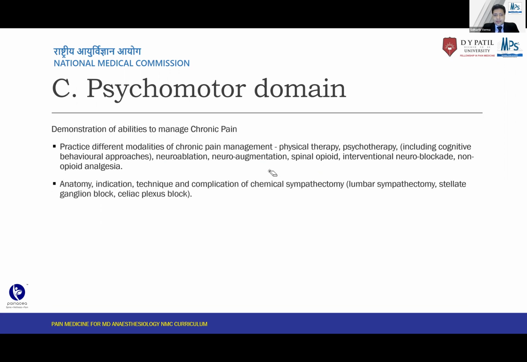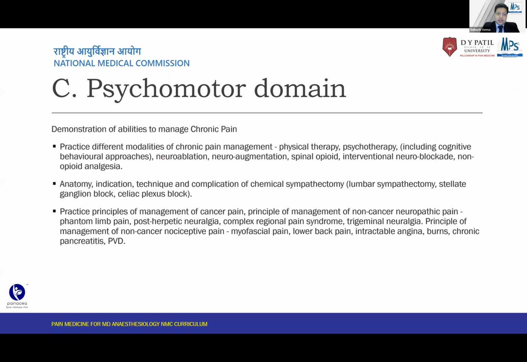Anatomy, indication, techniques, and complication of chemical sympathectomy, which is also included. So here they didn't mention the chemical, so they have stated it separately as well. Also, although ablation can be done with chemical methods also. In addition, principles and management of cancer pain, non-cancer neuropathic pain like phantom limb, postherpetic neuralgia, CRPS, trigeminal neuralgia, etc.